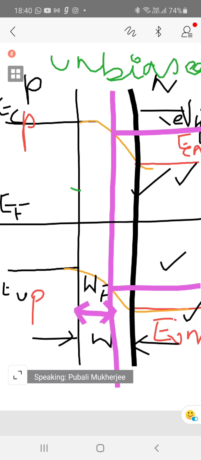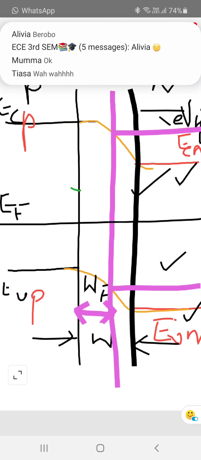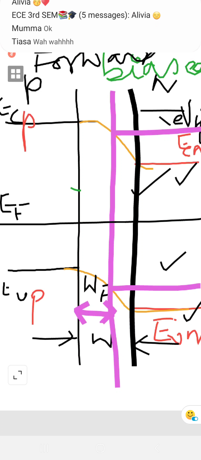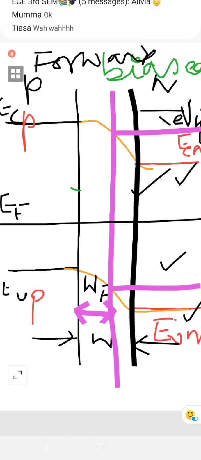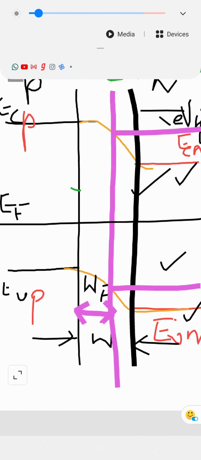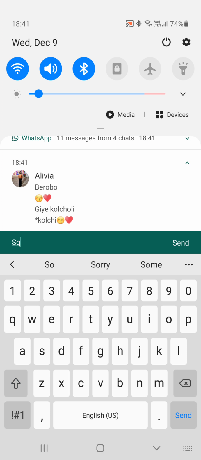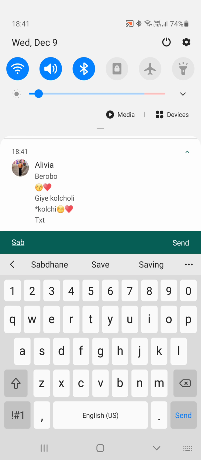This was the extrinsic Fermi level in the unbiased situation, that black line. Now, whenever you are applying a forward bias, this is a forward bias junction. Depletion width has decreased to WF. Accordingly, there is a relative shift of ECN upwards. You see, ECN has moved upwards.